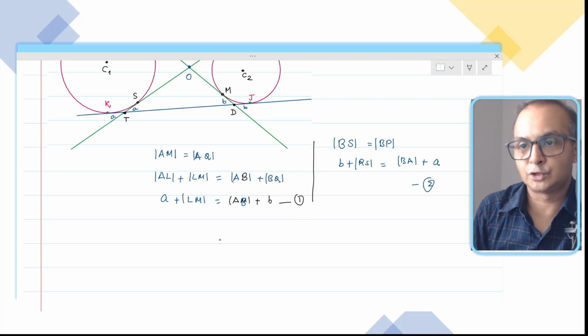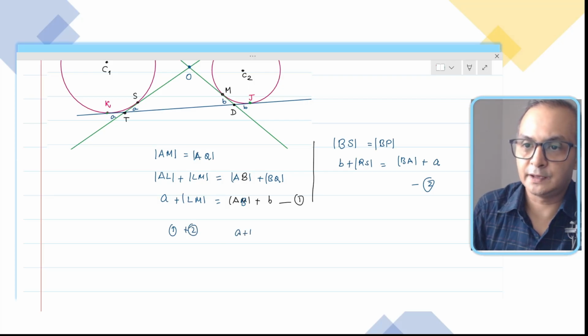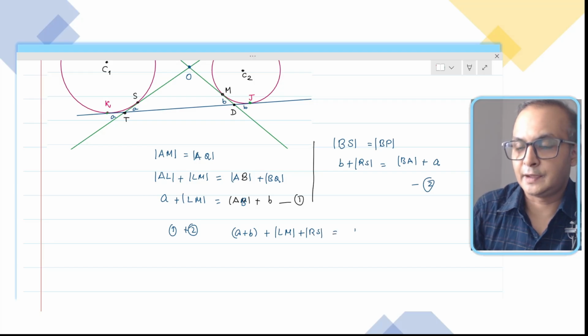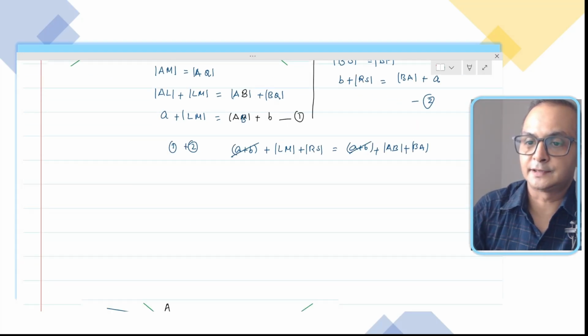So now we can add them together so that we can see the A and B will cancel from each side. So we get here 1 plus 2. That means I have A plus B on the left hand side with LM plus RS, and A plus B on the right hand side as well with AB and BA. It means the A plus B and A plus B will get cancelled, and so we are getting twice of LM is equal to twice of AB.